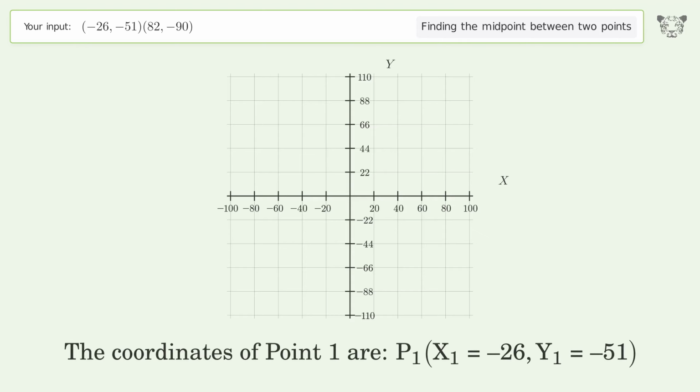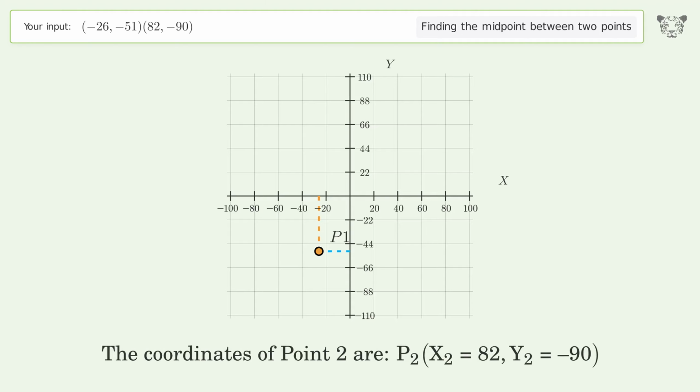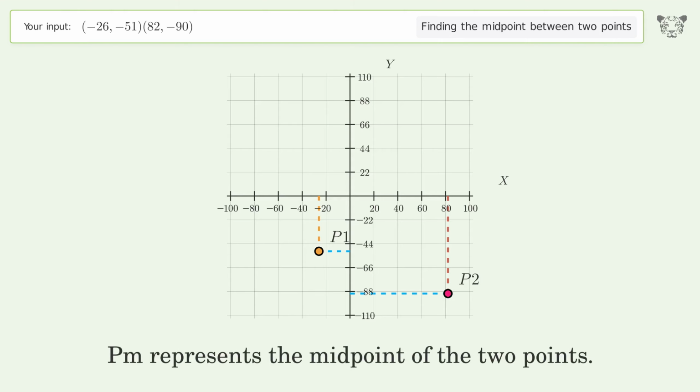The coordinates of point 1 are, x1 equals -26, y1 equals -51. The coordinates of point 2 are, x2 equals 82, y2 equals -90. PM represents the midpoint of the 2 points.